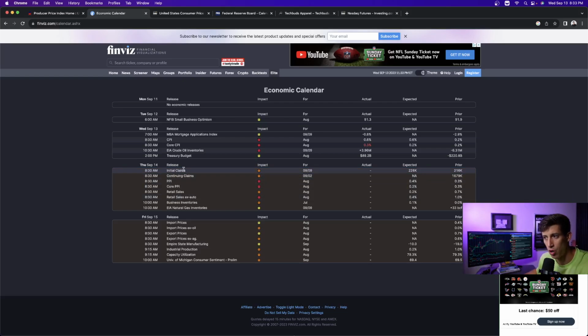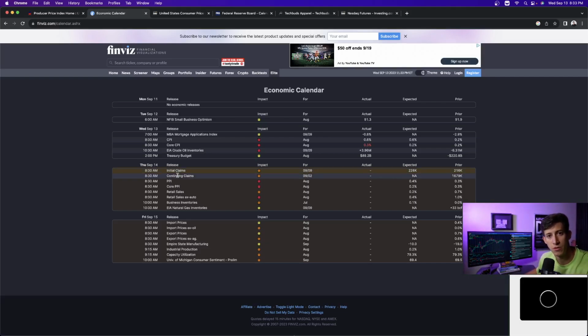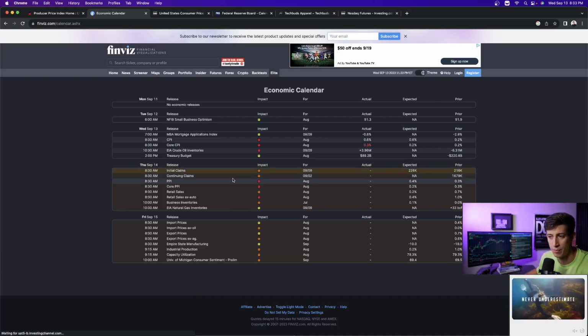The first two are initial claims and continuing claims. These are all released 1 hour before the market opens at 8 a.m. Eastern time. Initial claims are the number of people that are filing for unemployment for the first time. Continuing claims are people that continue to file for unemployment, and based off of what is expected, the market will react to the economic data.